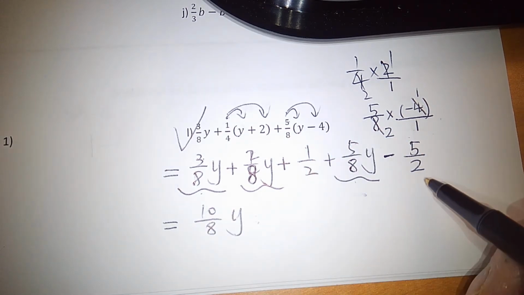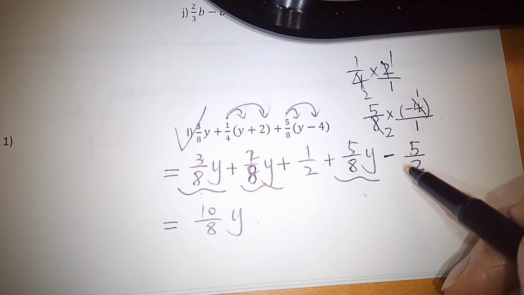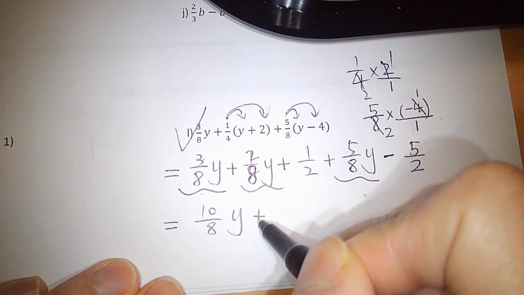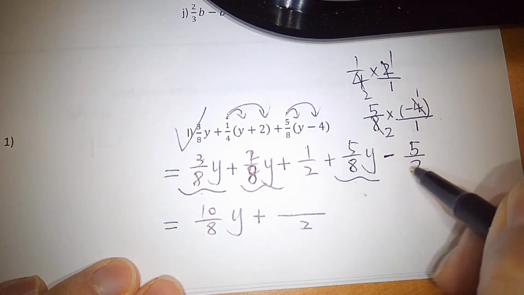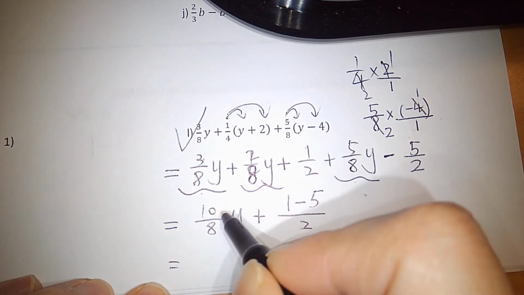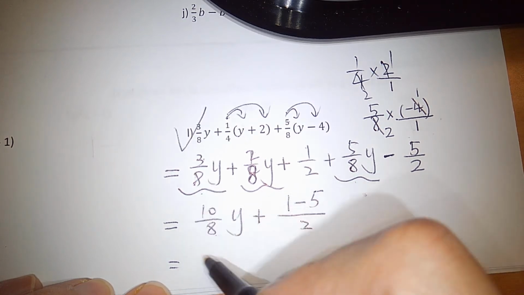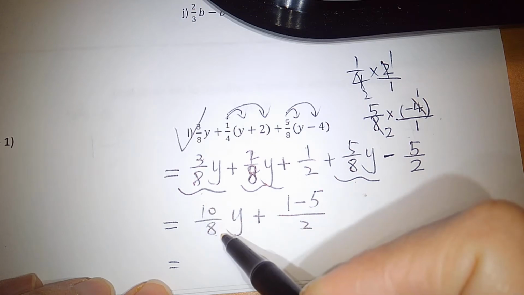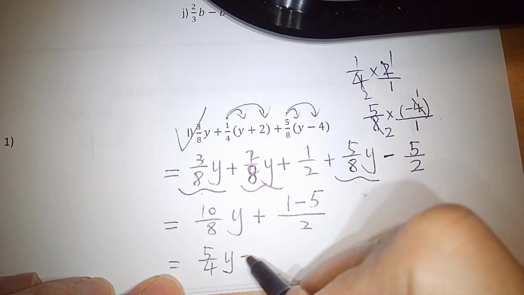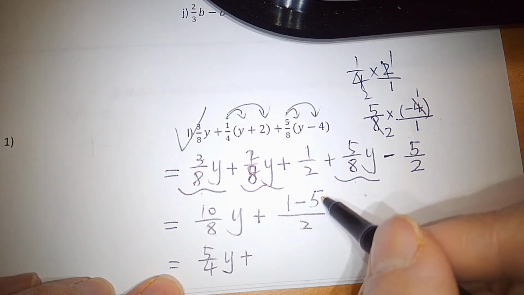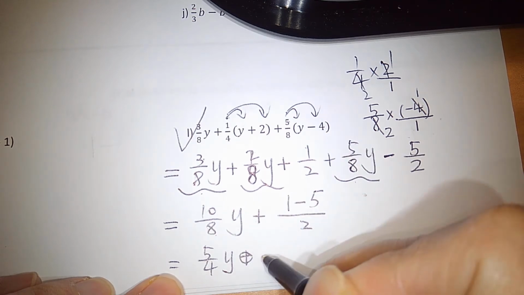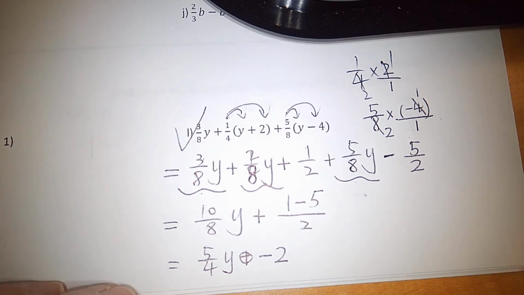What is 1/2 minus 5 over 2? Same denominator. 1 minus 5, right? 1 minus 5. And 10 over 8 y, is this in the lowest terms for a fraction? 10 out of 8, yes or no? No. So 5 over 4 y, what do you think? And plus 1 minus 5 gives us negative 4, right? Negative 4 over 2, negative 2.